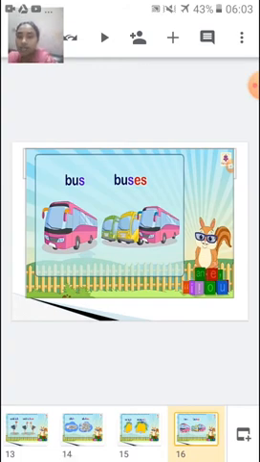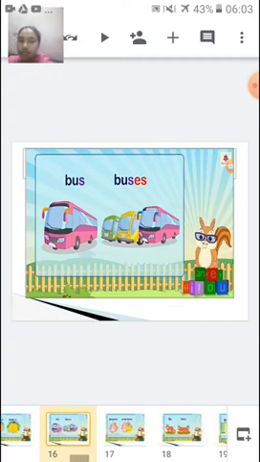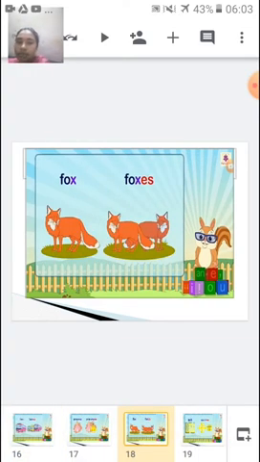So next we have bus, it becomes buses. The plural form of bus is buses. And finally we have fox, which ends in X, it becomes foxes. ES is added to make it a plural form.